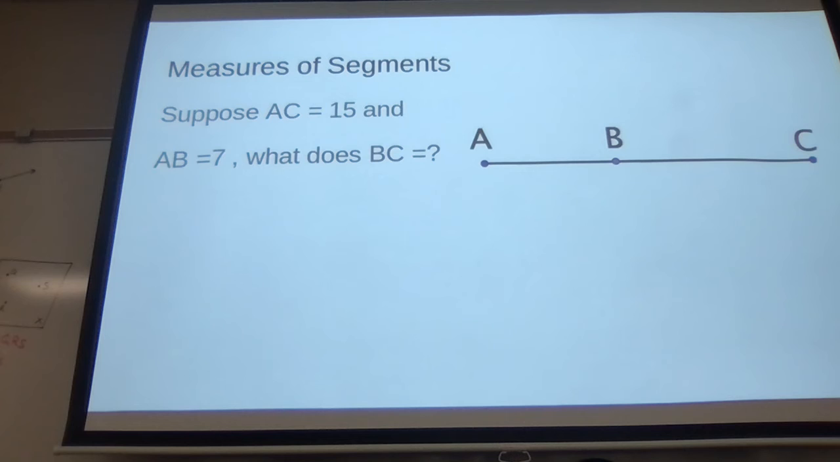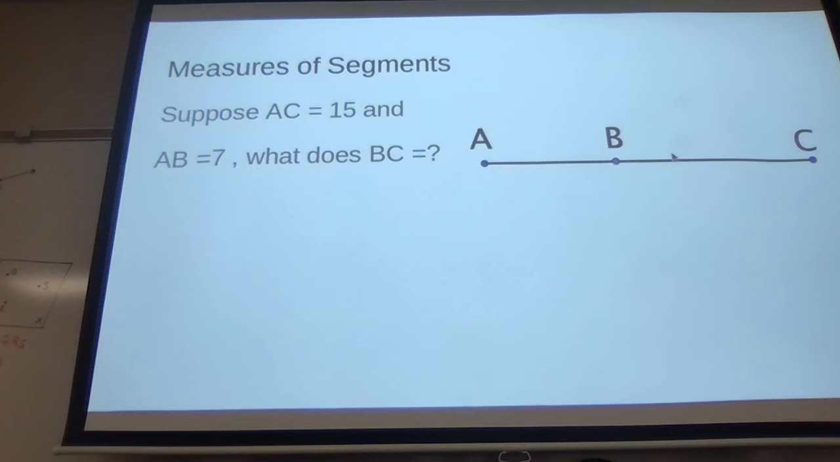All right, now, same type of thing, but we're going to make you think about this a little bit differently. This time, they're going to tell us that AC is 15. That's the entire segment. The whole thing is 15. And AB, this little part right here, from point A to point B, that's 7. Now they want us to find BC.